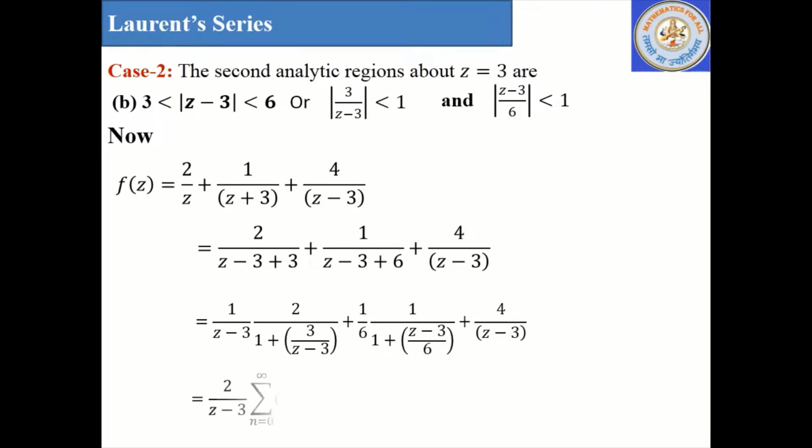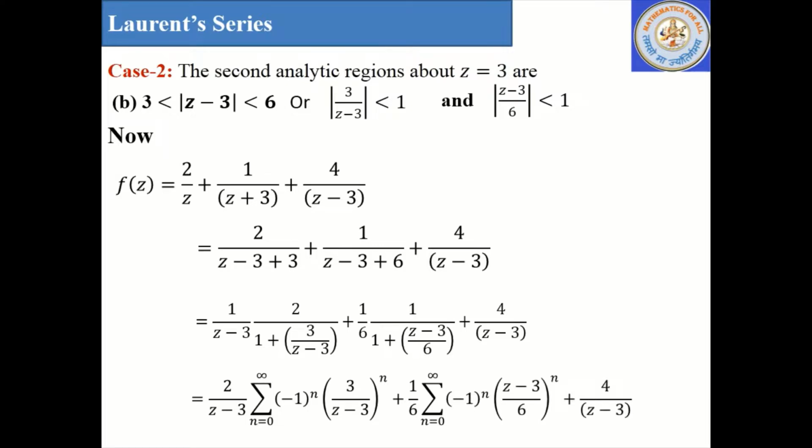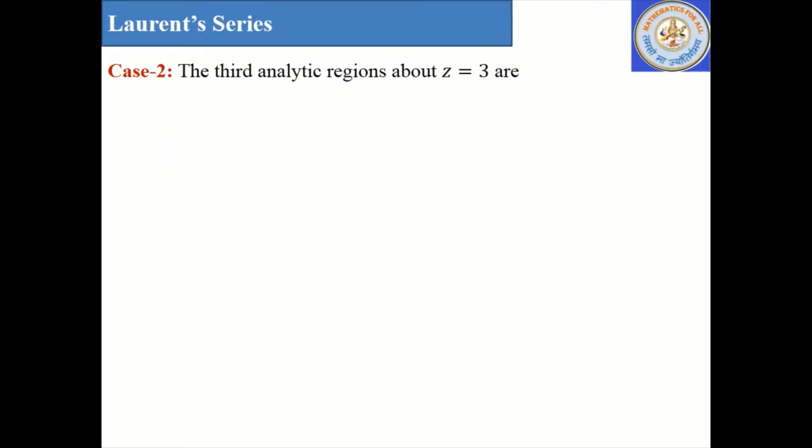We can write it in the summation form, and this is the required Laurent series expansion about the second domain, about the point z equal to 3. Similarly, we will have the third domain, where |z minus 3| is greater than 6. So |6 upon z minus 3| is less than 1. Our series should be in the form of z minus 3.